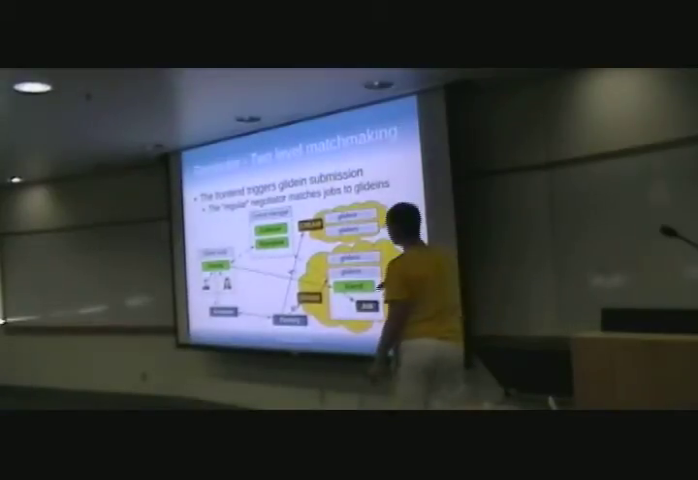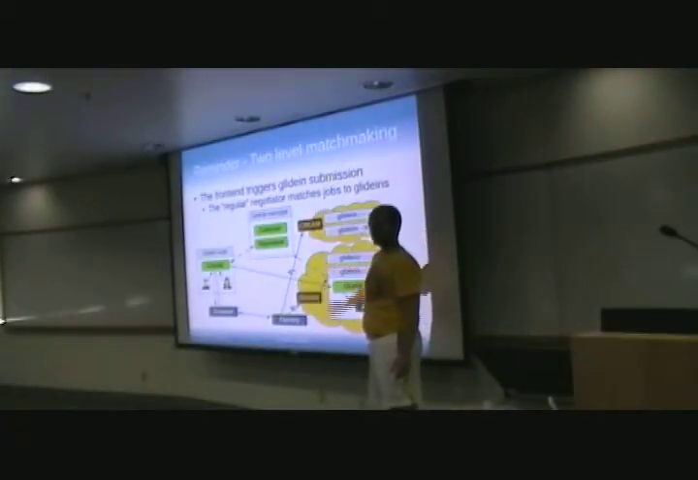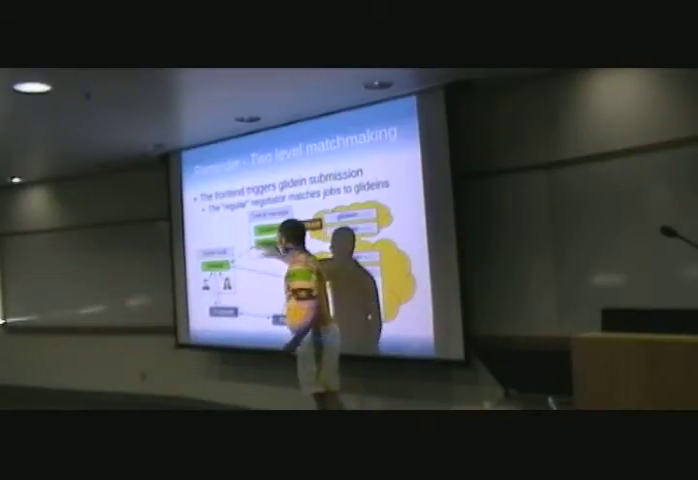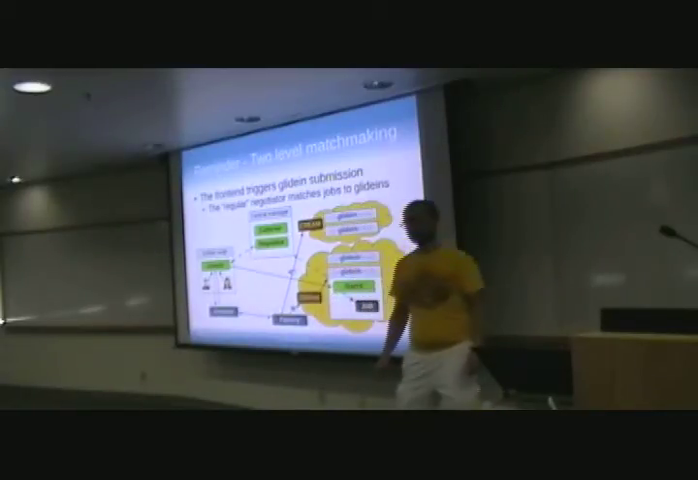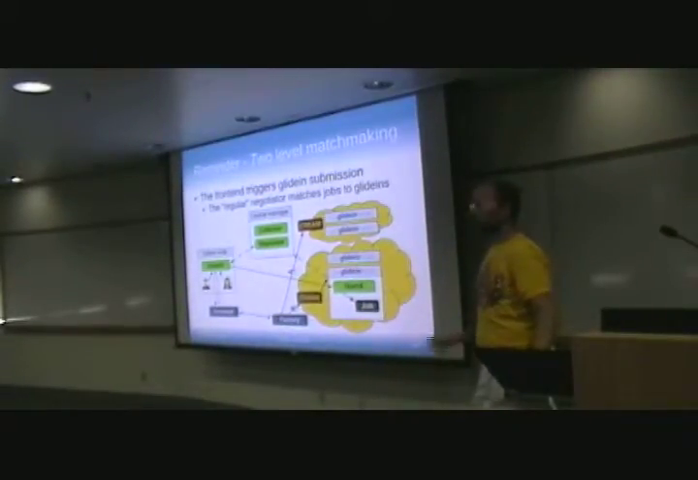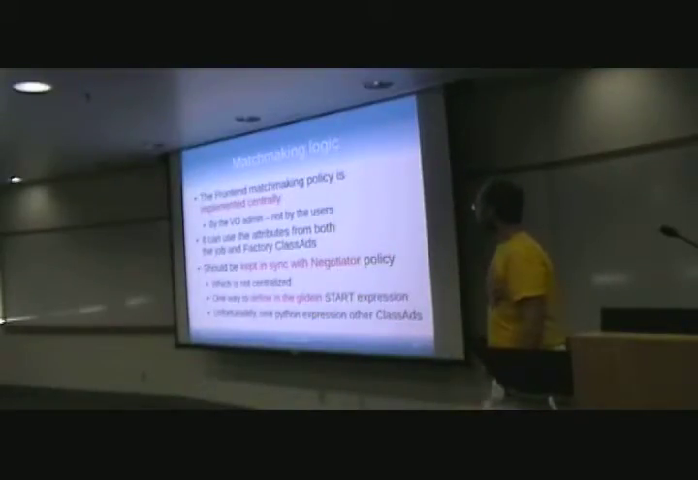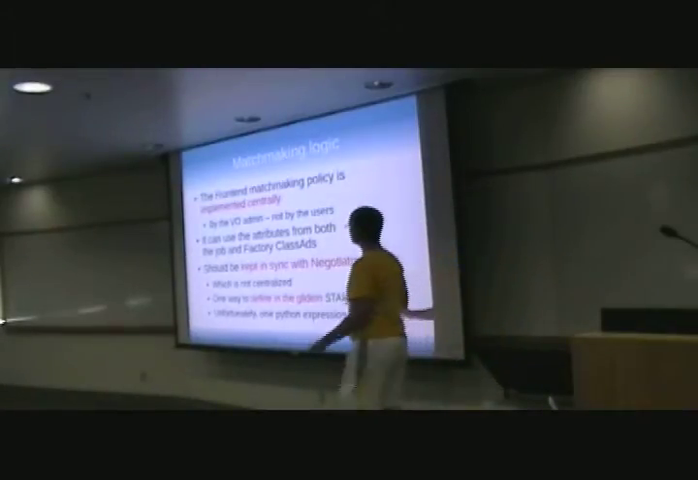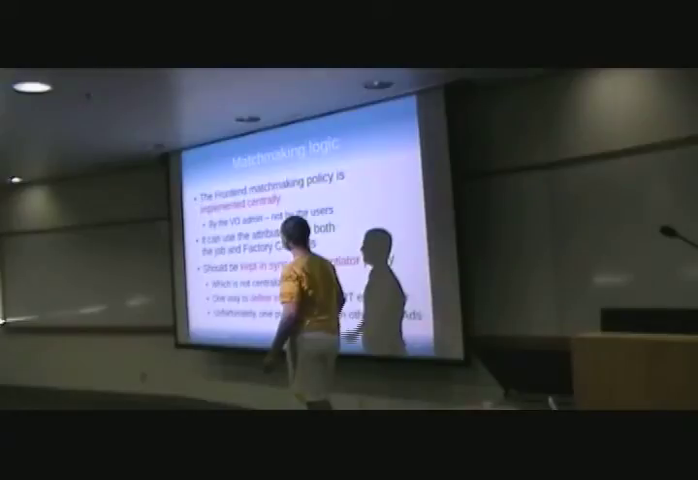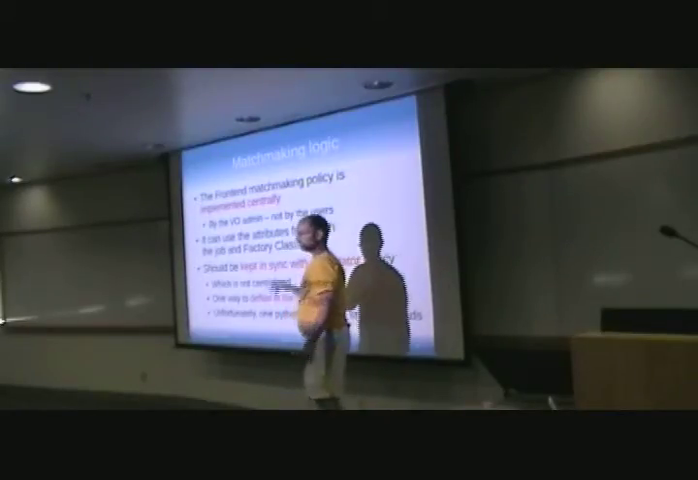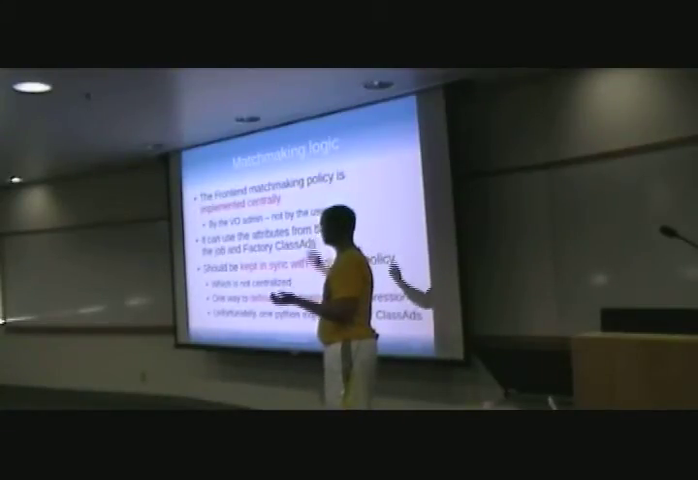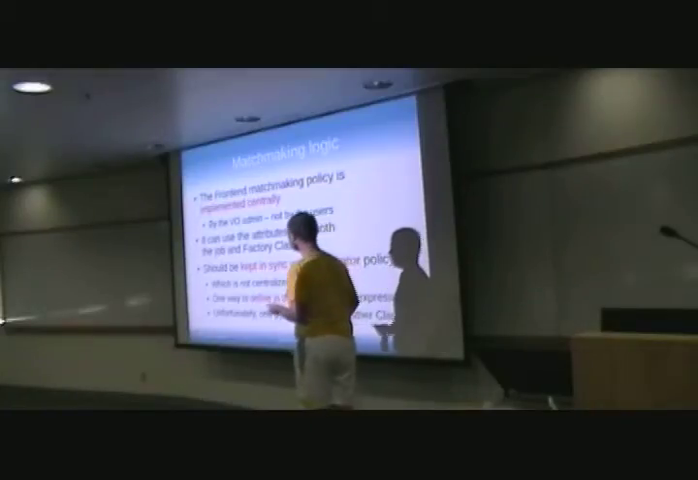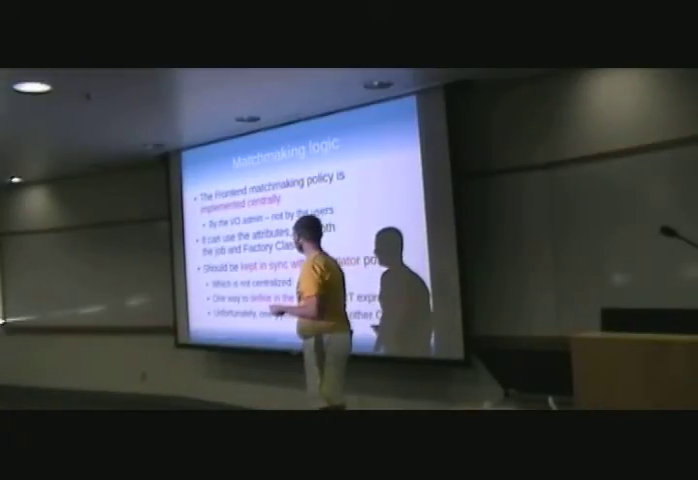And again, I want to stress it is a two-level matchmaking. Once here, and once there, and the two should be in sync, whatever sync means, or things will not work. Or they will work, but not the way you think they should. So, as we said, the matchmaking is implemented centrally by the front-end admin, not by the users. And you can use any attributes in the job and in the factory class ads, the factory entry. And it should be kept in sync with the negotiator, which is not centralized, and this can be a problem.